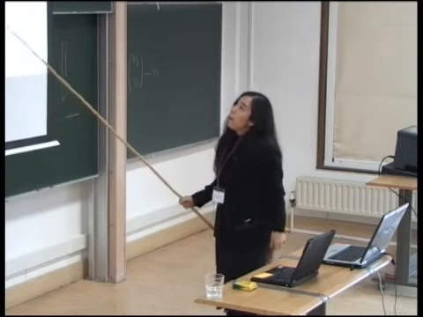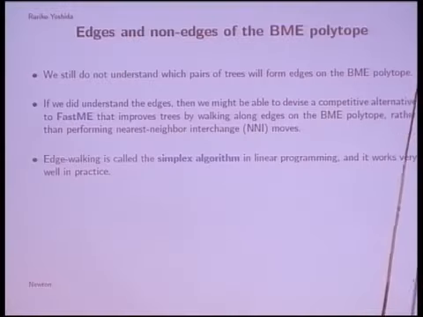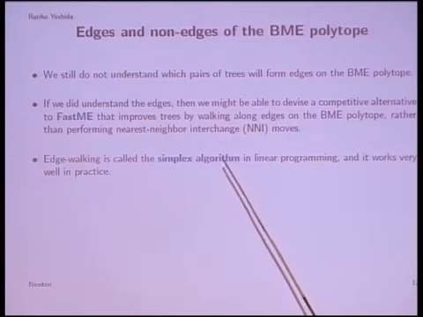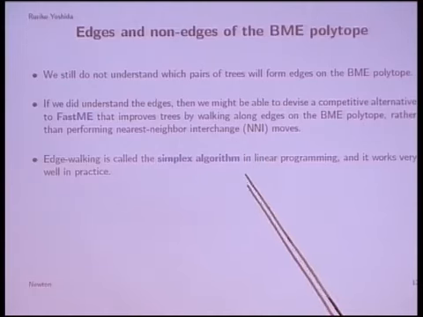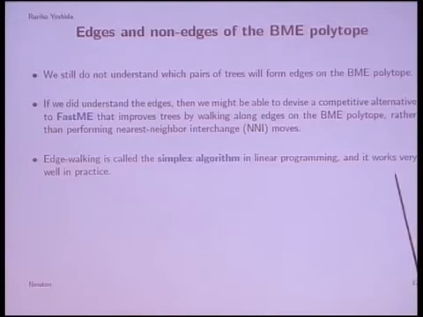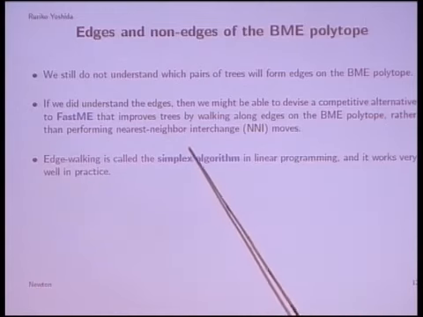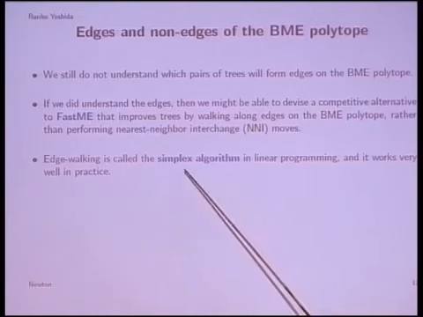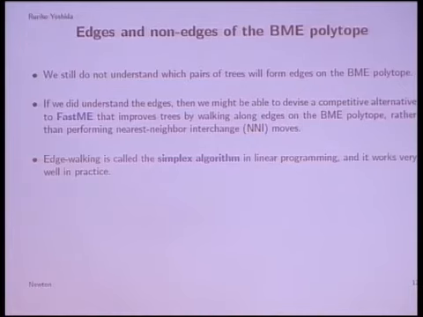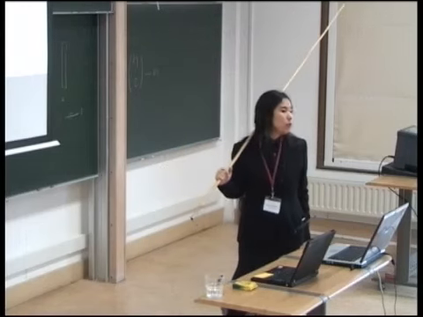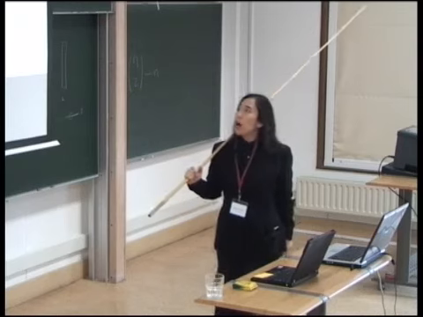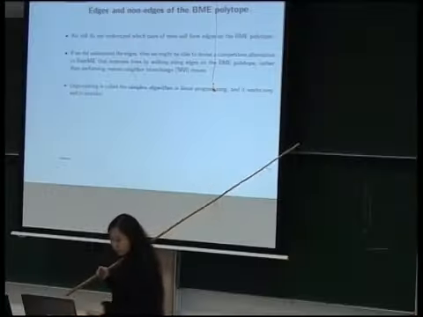So if we understood the edges, then we might be able to devise a competitive alternative method to FastME, improving by walking along the edges of the BME polytope, rather than NNI moves or anything. It's called the simplex method in linear programming. This is a very efficient practical method. So maybe if we know those edge moves, then we can actually apply the simplex method on this polytope.